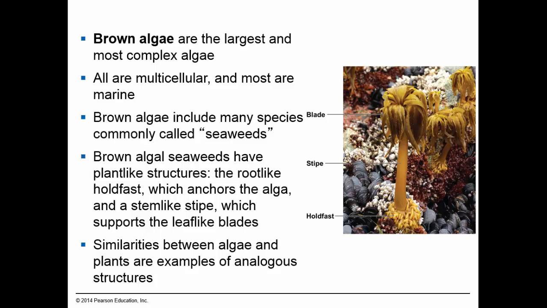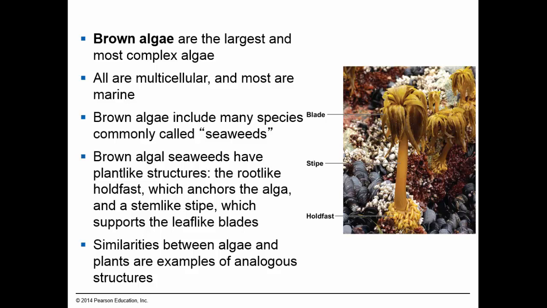The brown algae are the largest and most complex algae, as well as the largest protists. All types of brown algae are multicellular, and the majority of them are found in marine environments. They include many groups that people would call seaweeds, although the true seaweeds, including the types that we eat, are actually red algae.